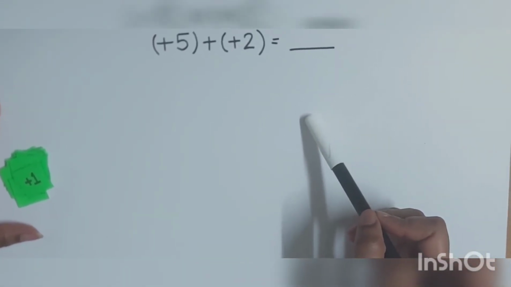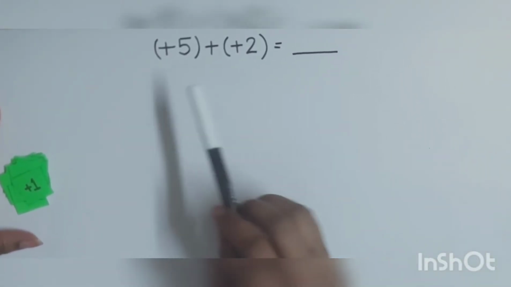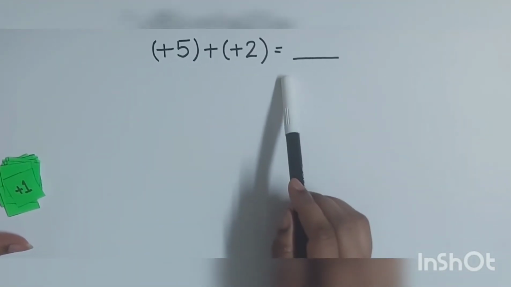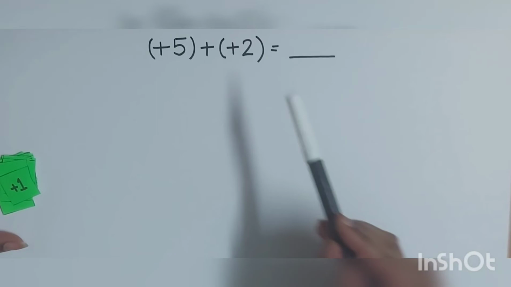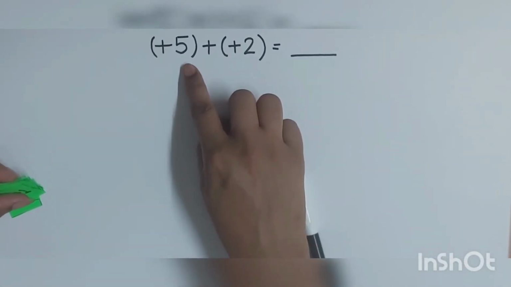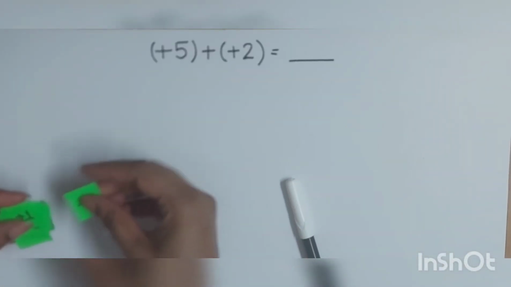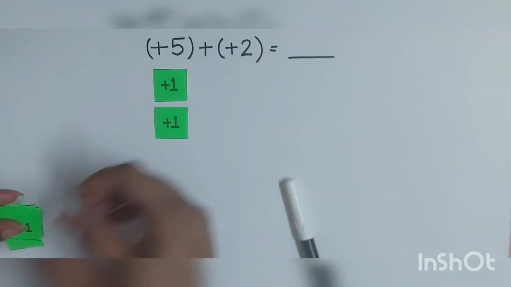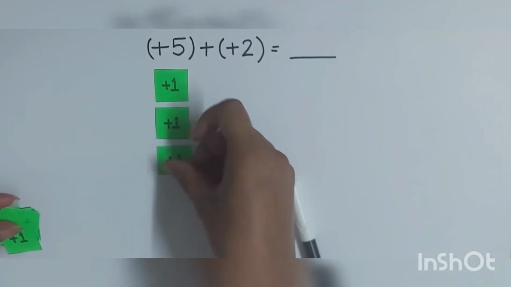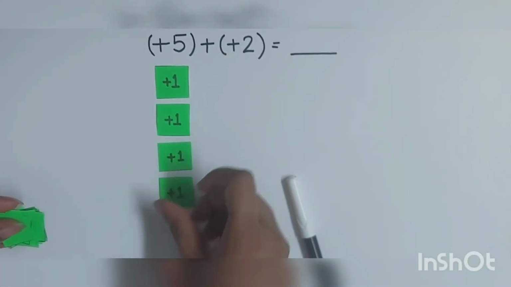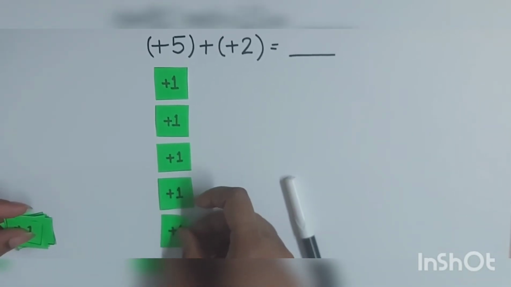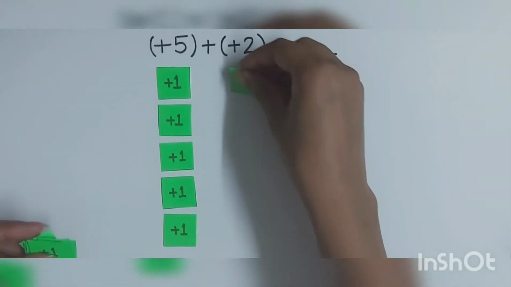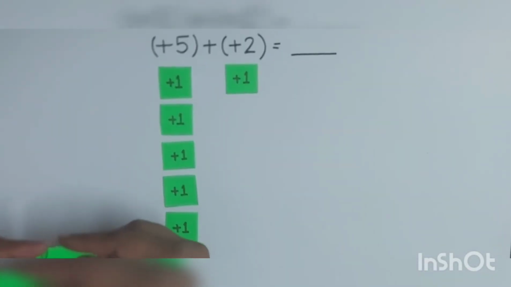Activity, I'm going to show you how to add a positive integer with a positive integer. In this addition statement, you can see the first number is plus 5. So we will keep 5 green squares for plus 5 and 2 green squares for positive 2.